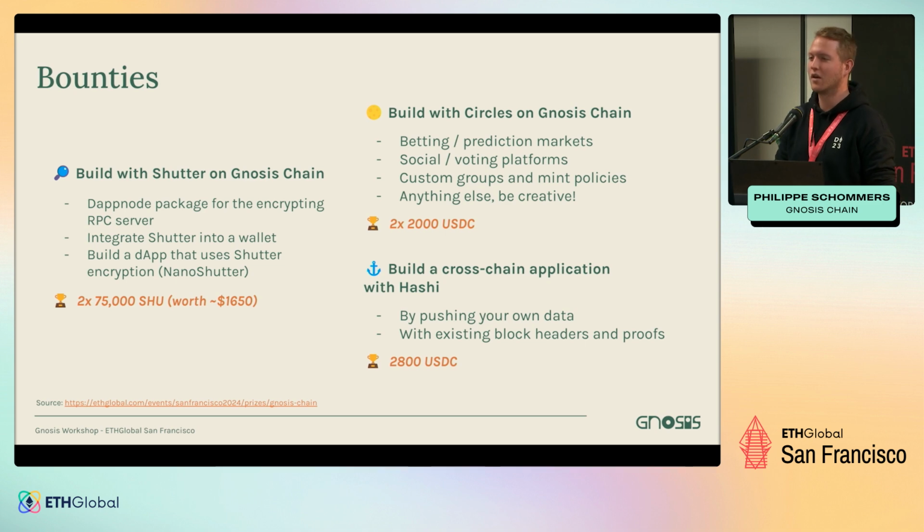For example, you can use Nano Shutter, which is a local development environment so that you can very easily set everything up and use it to test, for example, commit and reveal scheme applications or anything that could use encryption and decryption in some way. But we would also very much like to have a dApp node package for the encrypting RPC, which is open source, of course, which would make it much easier to deploy. Or to integrate Shutter in a wallet, for example, using MetaMask Snaps. Those would all be very great applications.